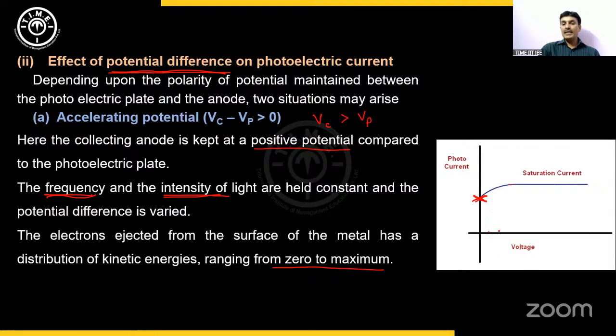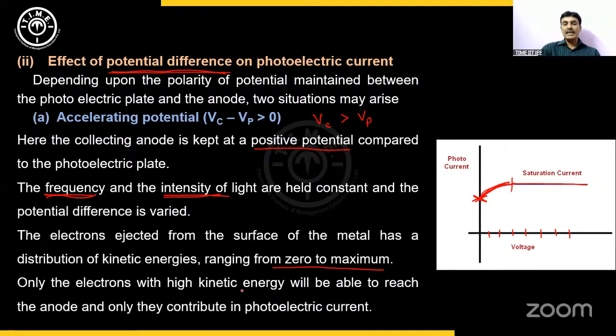Now, if you increase the potential of the anode, it acts as accelerating potential and attracts the other electrons also. So there is an increase in the current. After a certain potential, there is no further increase in current. This is because all the electrons are collected by the anode. There are no more electrons left that are released from the metal surface. So that's why there is no further increase in current.